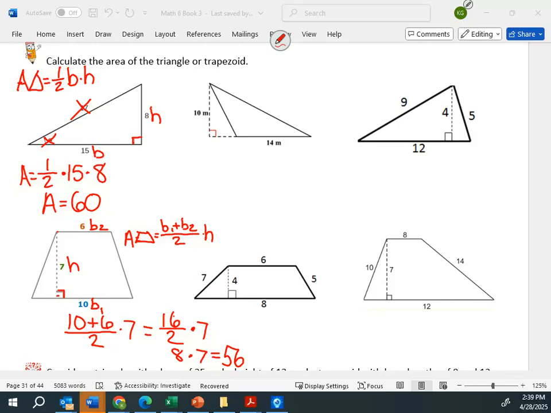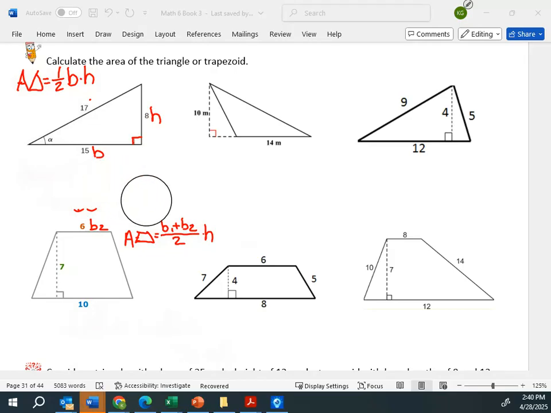My area of that trapezoid would be 56. Be careful when you have all these numbers given in there. Cross off the ones that you don't need. Hint, hint, the slanty sides. Don't get confused by the slanty sides. Remember, base 1, base 2, label them. The height with the right angle, label it. Cross off the slanty sides. No slanty sides needed. It is just there to confuse you. So cross it off.